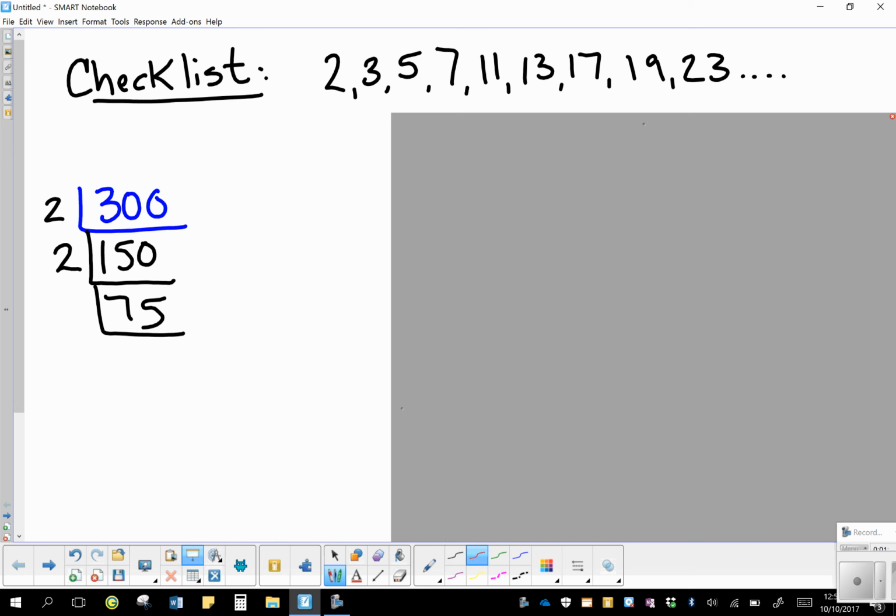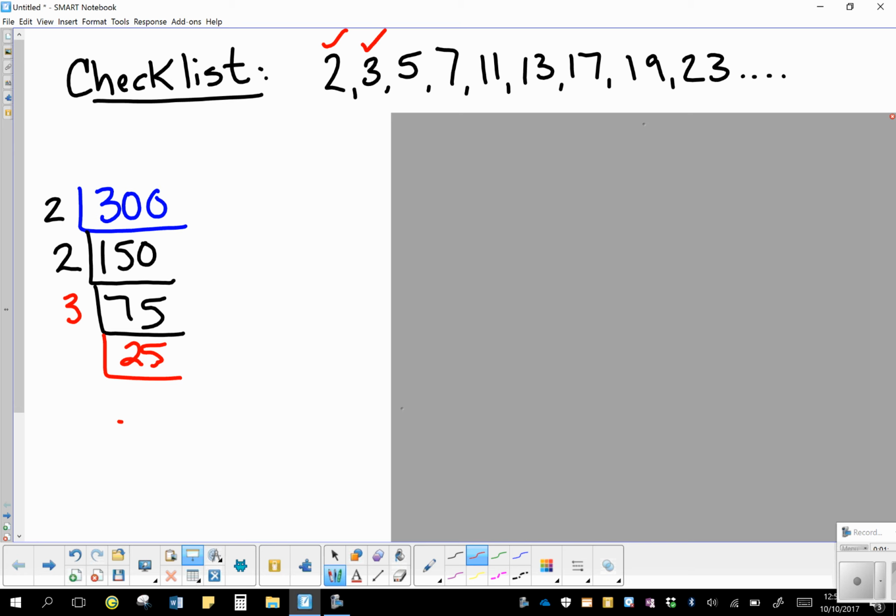So I am going to put a little check over the number 2. I am going to now use the number 3. 75 divided by 3 in my calculator does give me a whole number answer, so 3 is absolutely fine to use. So 75 divided by 3 is 25. All right, if I do 25 divided by 3 in my calculator, I'm going to get a decimal answer, which does not work for me.